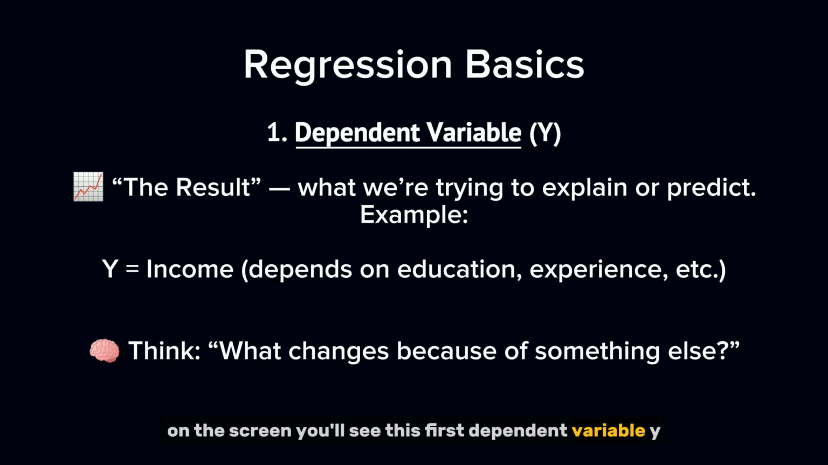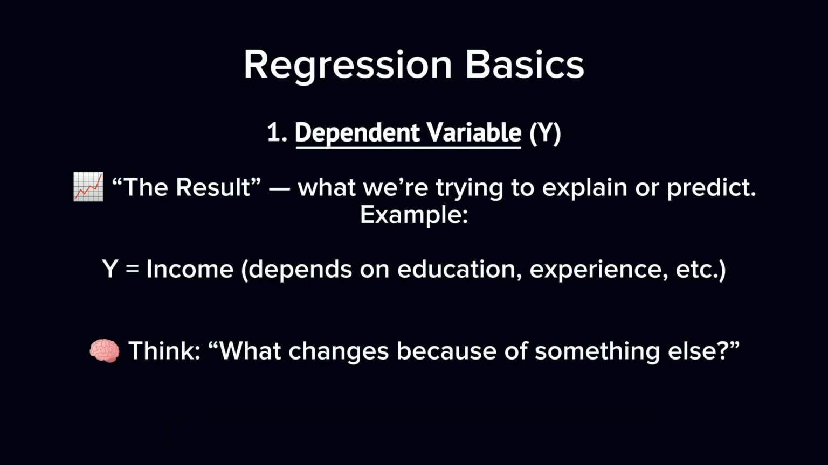Dependent variable, Y. This is the outcome we're trying to explain or predict. For example, income could be our dependent variable. It depends on other things. Think of Y as the result.